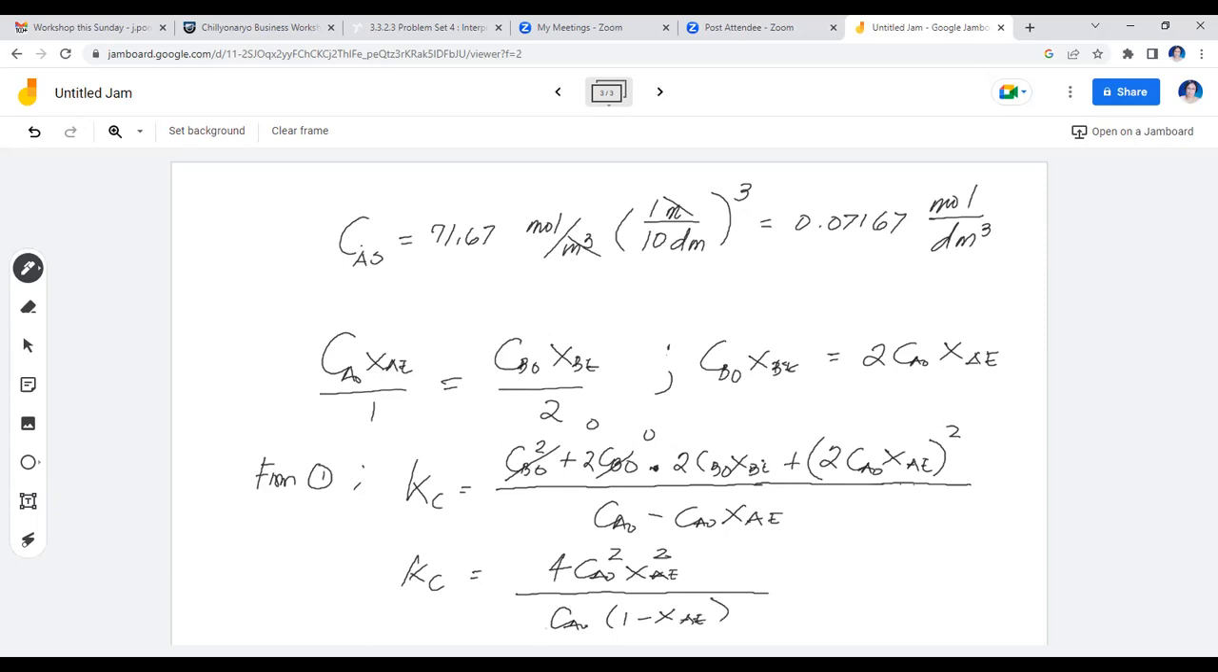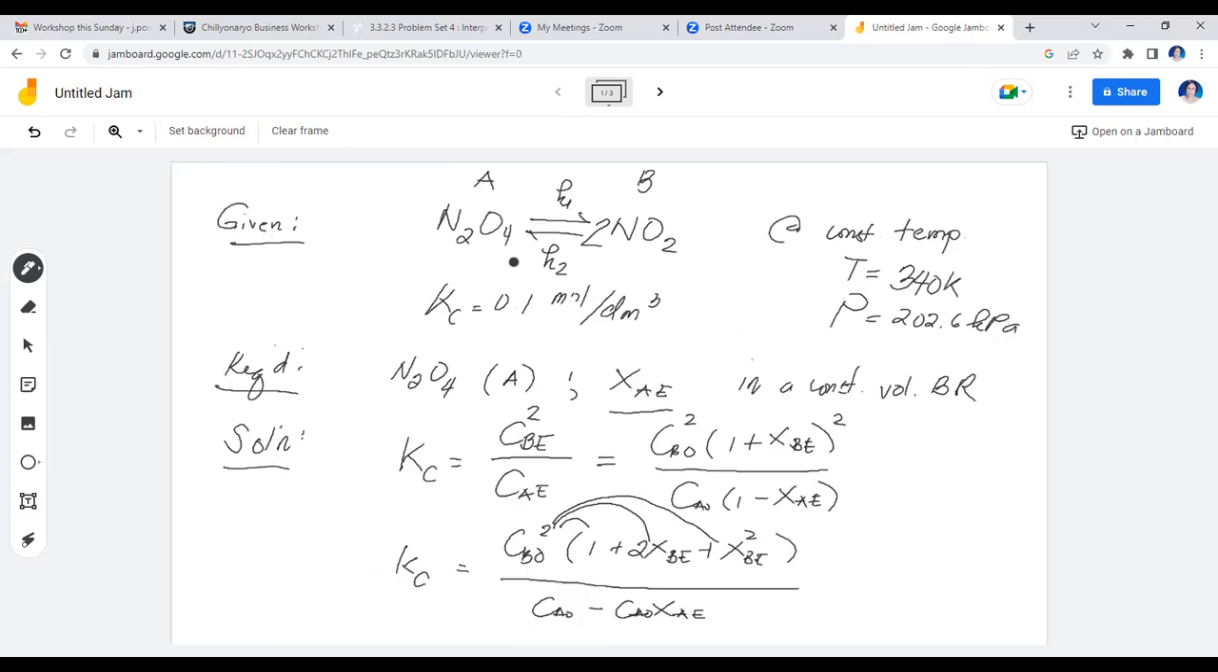So we can cancel the CAO and we still have 1 left in here, giving you this particular equation 4. Now the remaining CAO here is 0.07167, and you will have here XAE squared, divided by 1 minus XAE. This expression will be equated to the equilibrium constant value, which is 0.1 mole per decimeter cube, based on our given.